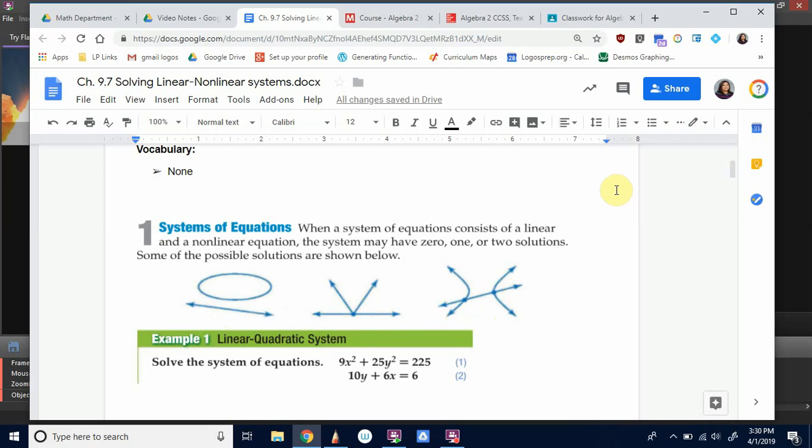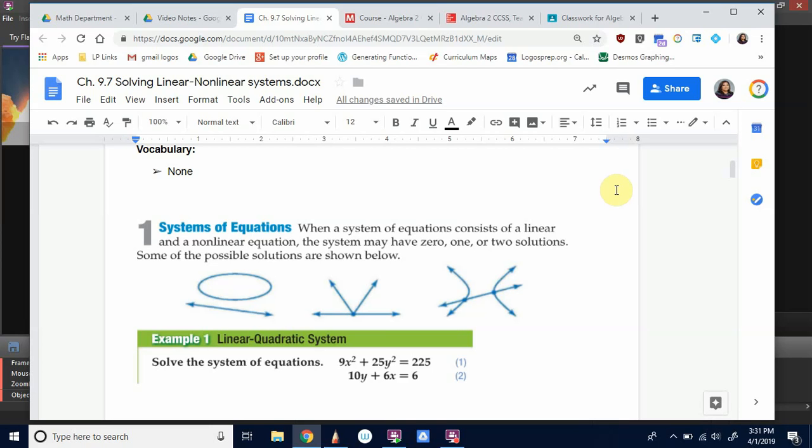So on the test, if I ask you, how many possibilities can you have when you solve a system with one linear and one nonlinear? So you can have 0, 1, or 2 solutions, and these are some examples. And you can draw any linear equation, and any nonlinear.